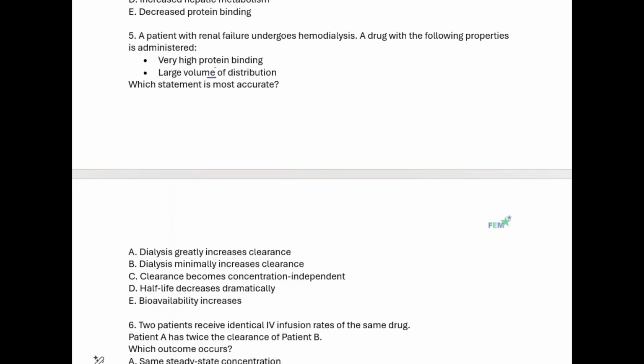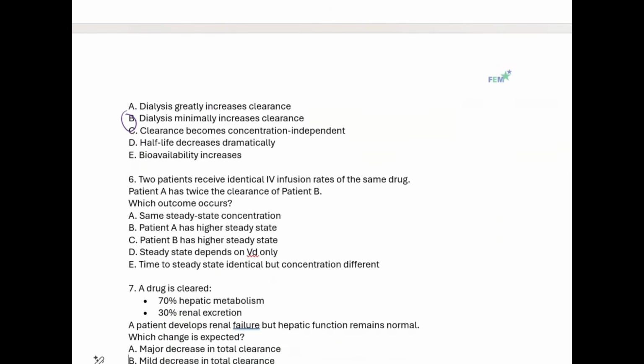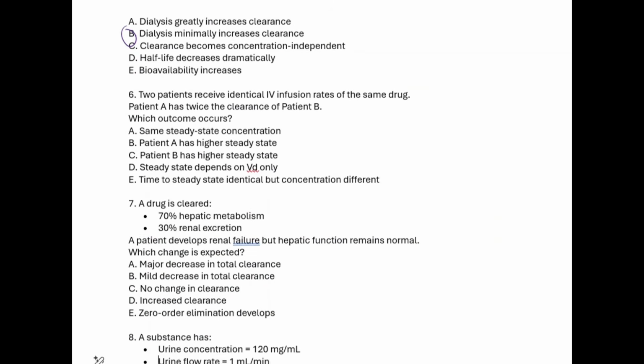So because it has a very high volume of distribution, the plasma concentration of that drug is going to be very low. And because the plasma concentration is low, dialysis might not be the best way to remove that medication from the circulation. So the best answer there is going to be B. Dialysis will minimally increase what? The clearance of that medication, because it has a very high volume of distribution. Because when you are doing dialysis, you are dialyzing the blood, and whatever is inside the blood is what you are able to dialyze. So dialysis might not be a good way to clear those medications out of the body.